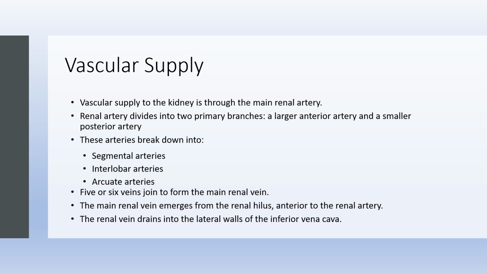Now, on the way out, blood draining from the kidney, you're going to have 5 to 6 veins that join to form the main renal vein. The main renal vein is going to emerge from the hilum and anterior to the renal artery, and the renal vein is going to drain into the lateral walls of the IVC.